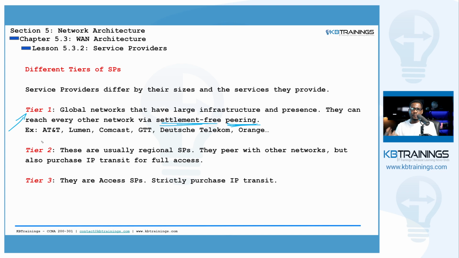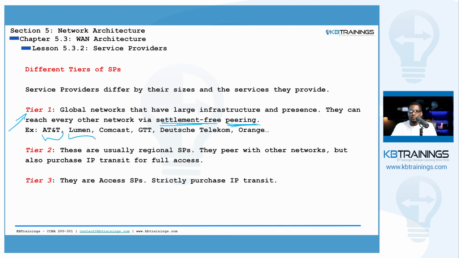So for tier 1 service providers, I give some examples here, AT&T, for example, which is a huge American service provider. They have a huge core across America. They actually are one of the first service providers in the industry because they were the ones that laid down those telephone cables a long time ago. It's about maybe in the 1930s. They started creating that huge network that they are using today. So they're one of the main players in the industry.